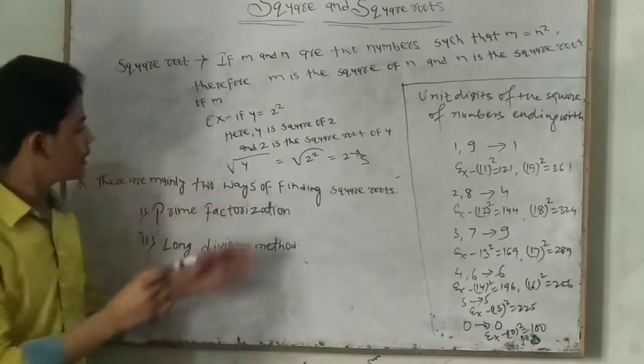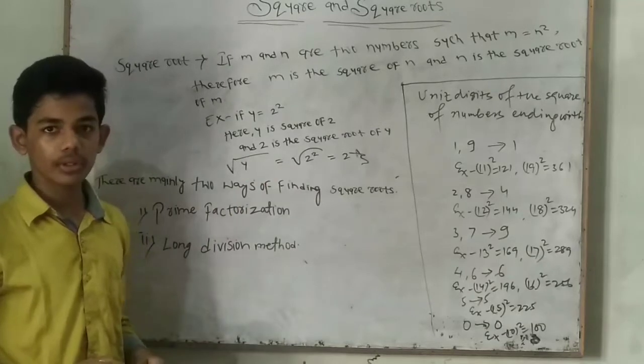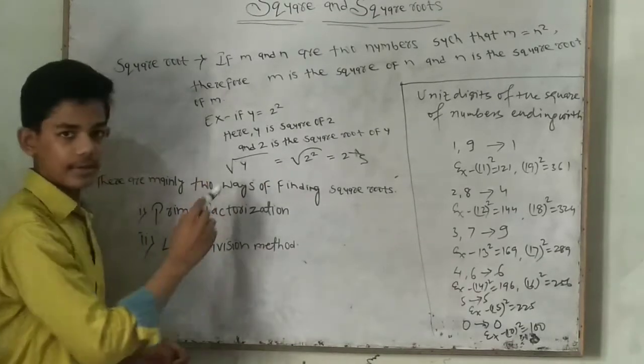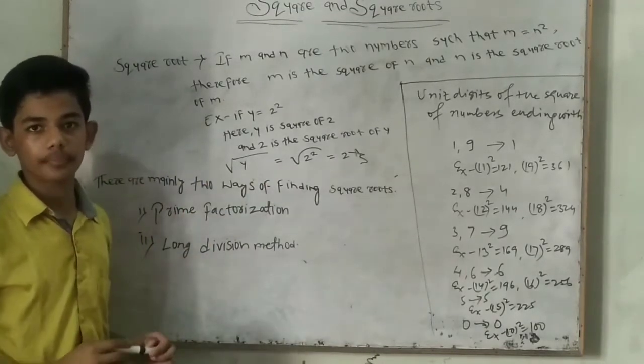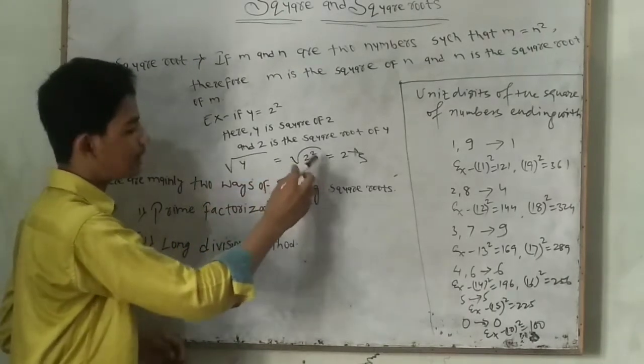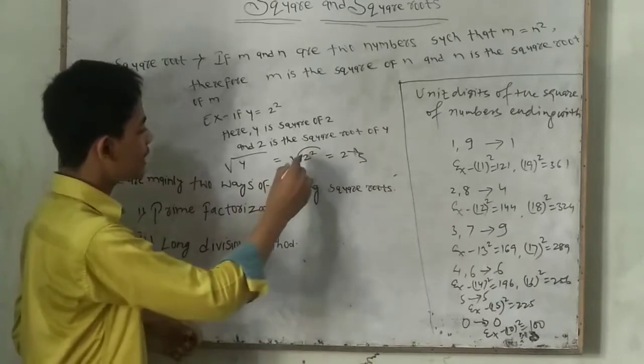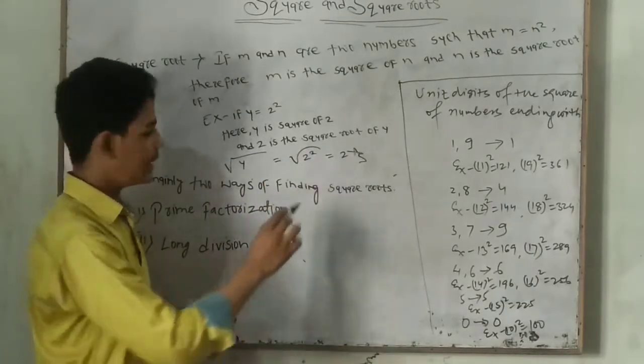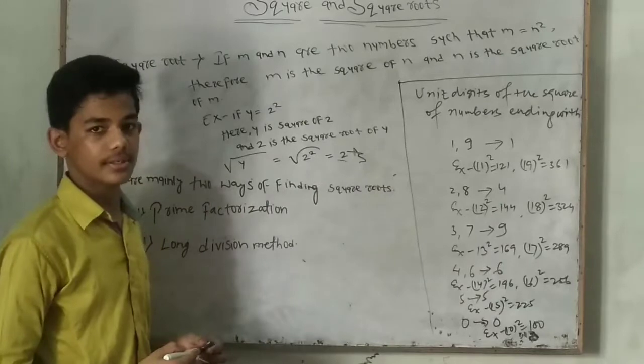And if we are asked to find the square root, then we will use this sign. This sign is the square root sign. Then when we put it, 4 is equal to root under 2 squared. It means the 2 squared will get cancelled and the 2 will remain. That will be the answer.